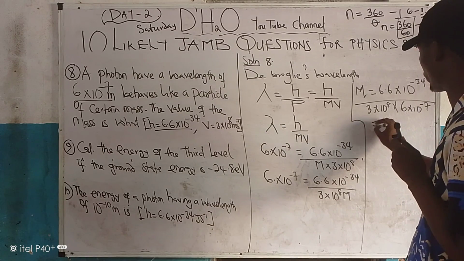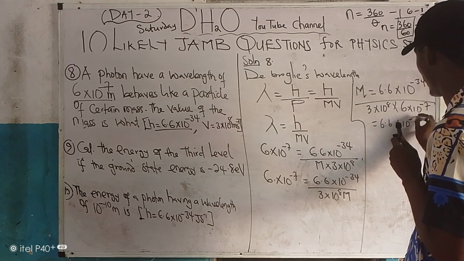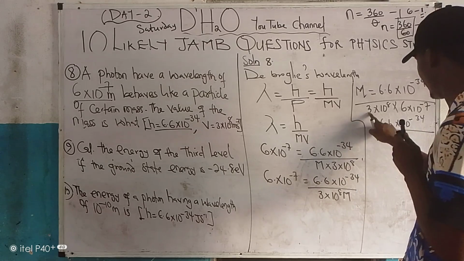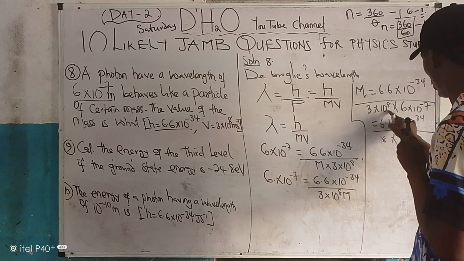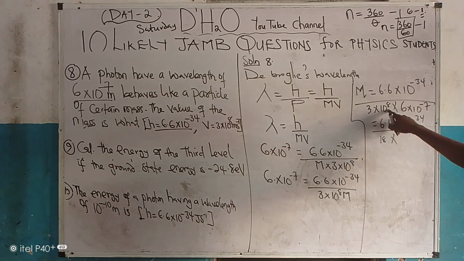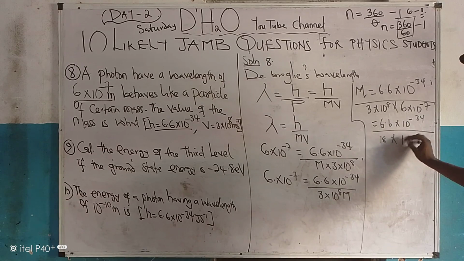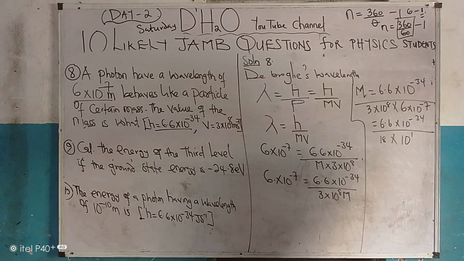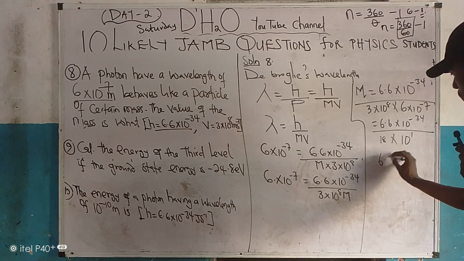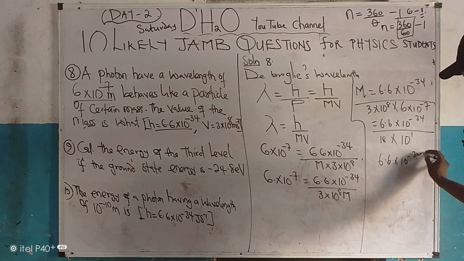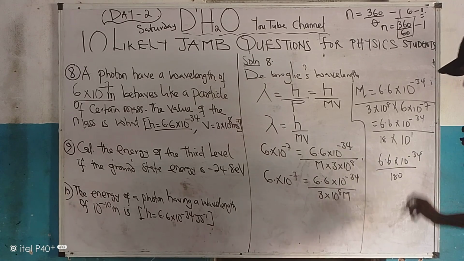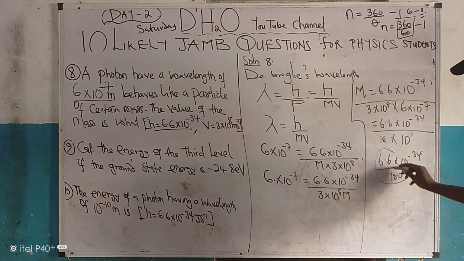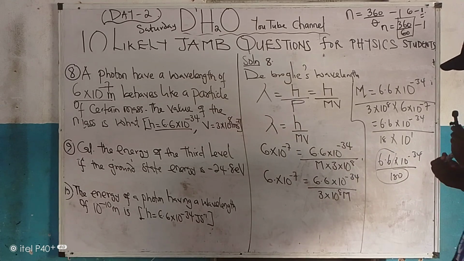So let's quickly do that. We have 6.6 times 10 raised to the power minus 34. If we multiply 6 by 3, we have 18. Combine the powers, you have 8 plus minus 7, that will give us 10 raised to the power of 1. See, 8 minus 7 is 1. So you have 6.6 times 10 raised to the power minus 34 over 180. I've told you before, use your calculator to divide this. You cannot press this in your JAMB calculator.